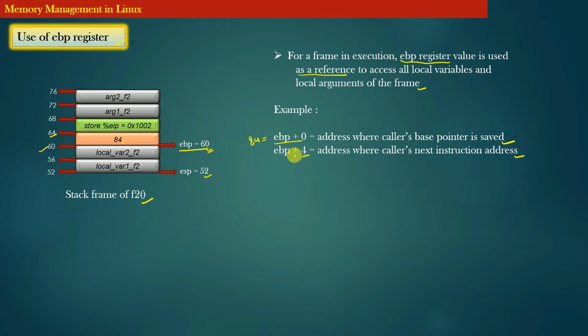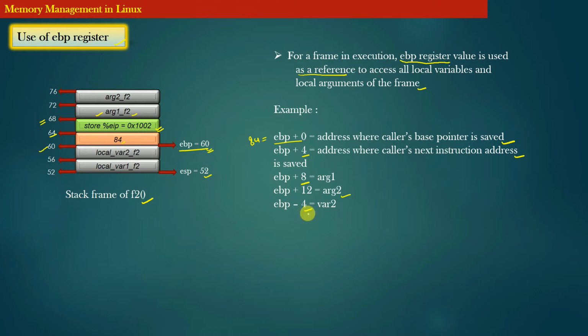It means that by adding 4 to the value of EBP, you will get the address of the instruction from which the caller needs to resume its execution when the callee returns. Now if you add 8 to this base pointer register value, you will get the address where argument 1 is saved in the stack memory. That is, 60 plus 8 gives 68, and 68 is the address where argument 1 of function f2 is stored. Similarly, you can get the address where argument 2 is saved in the stack memory.